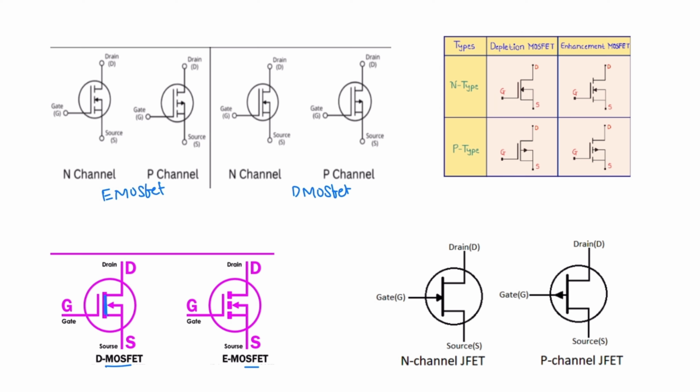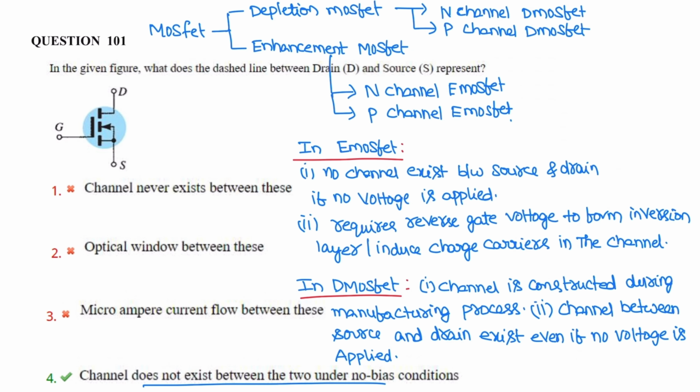Next, depletion MOSFET and enhancement MOSFET symbols are given. This is a symbol for JFET, N channel JFET and P channel JFET. There are three terminals: drain, gate and source, for N channel and P channel JFET. For N channel JFET, the arrow on the gate is towards the gate, and for P channel it is away from the gate. This is the representation difference between the JFETs.